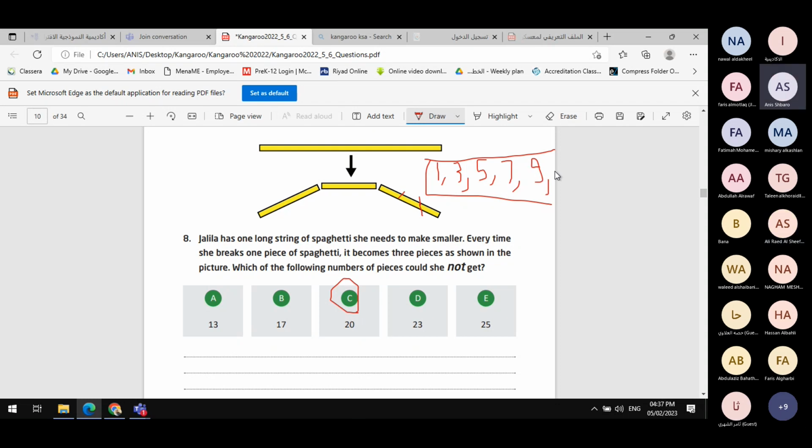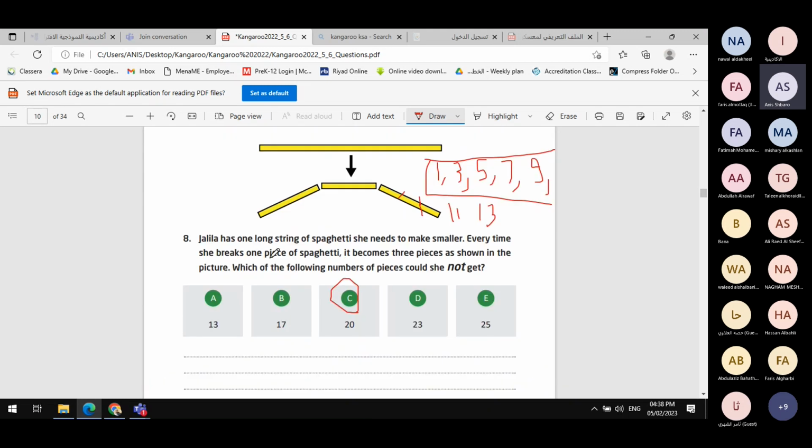If we continue this sequence, we are not going to obtain 20. And we can test it: 9, 11, 13, 15, 17, 19. So 13 and 17 are in the sequence. 19 is below the 20. 21, which is above 20, so we couldn't pass through 20. We skipped the 20. So this is our answer.